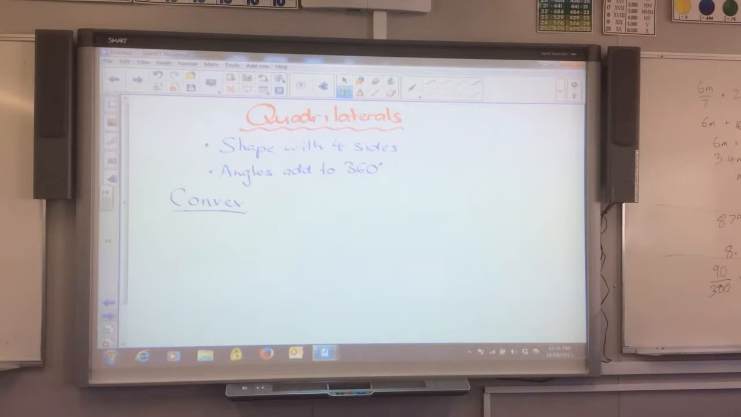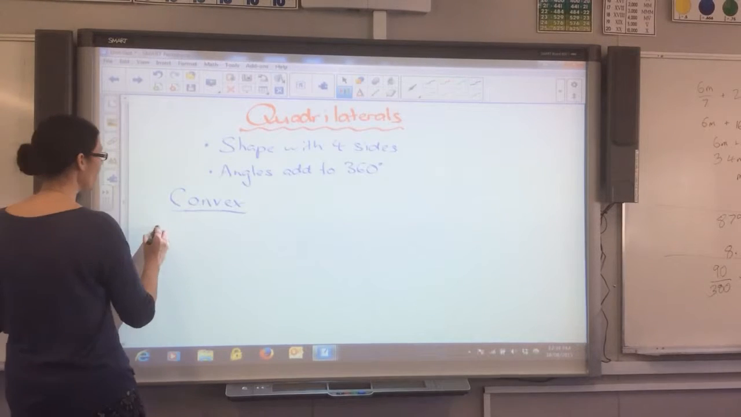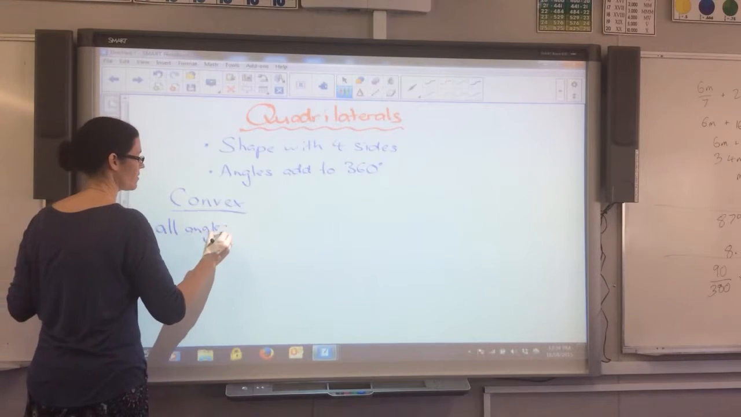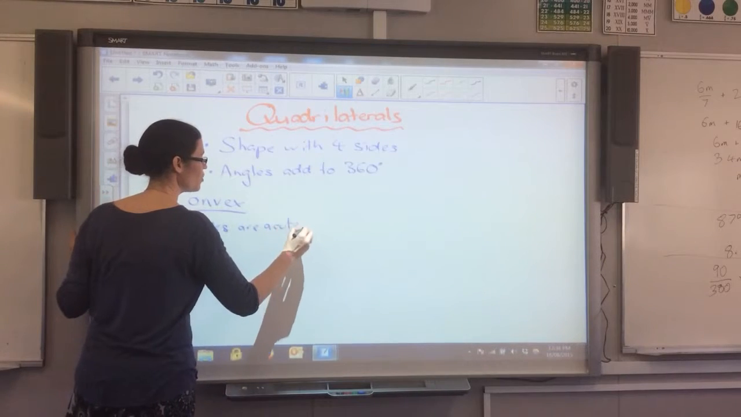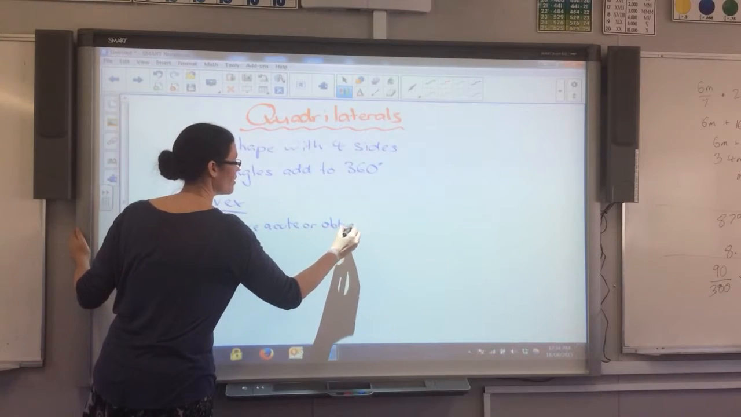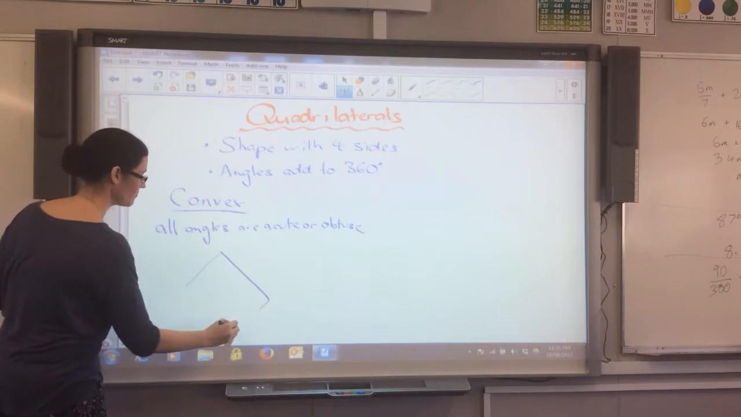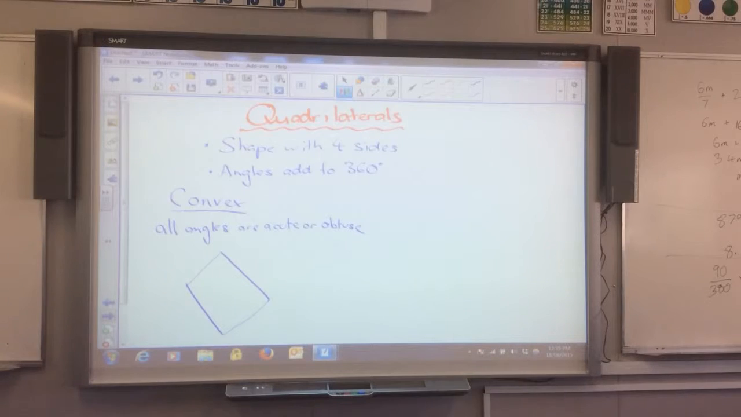Okay, so a convex shape is a shape that has four sides, or well, a quadrilateral has four sides. All the inside angles are either obtuse or acute. They're all less than 180. So all angles are acute or obtuse. For example, this quadrilateral here, some no-named quadrilateral, has four sides. All those angles are either acute or obtuse. This one looks like it's more than 90, this looks less than 90. It's just a normal quadrilateral.